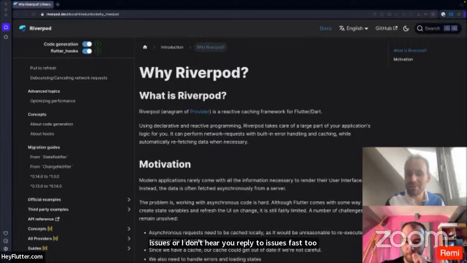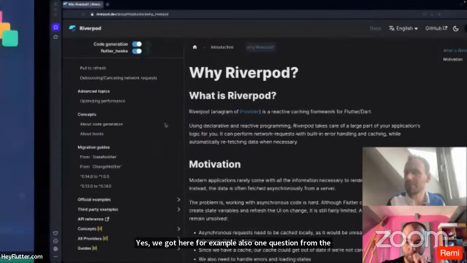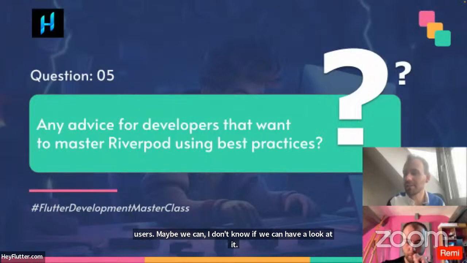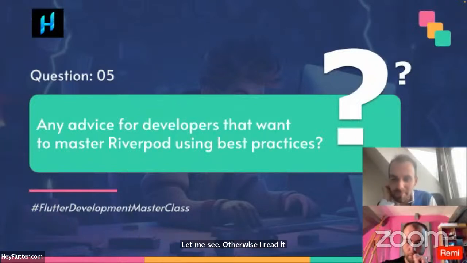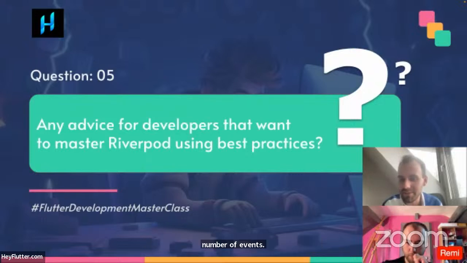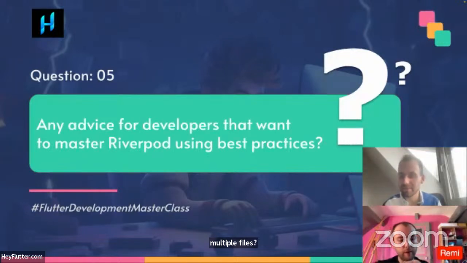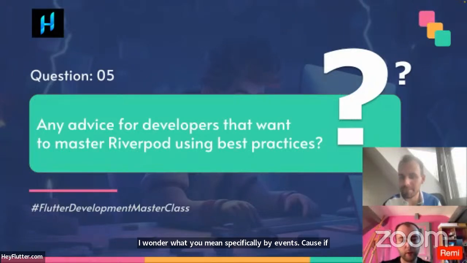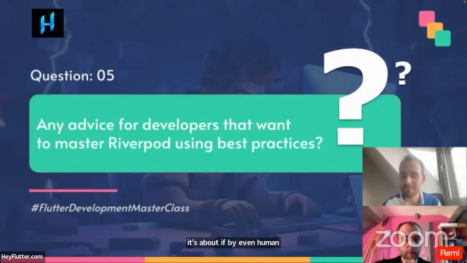Yes. We got here, for example, also one question from the users. Let me see. Otherwise, I'll read it. Using Riverpod, how can the code be better organized to handle a large number of events, more than 20, for example? Is it better to split it into multiple files? I wonder what you mean specifically by events. Because if by event you mean provider, I think so, yeah. Probably that's what they mean.